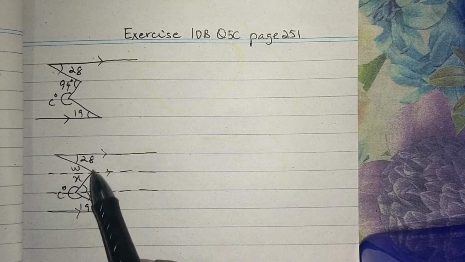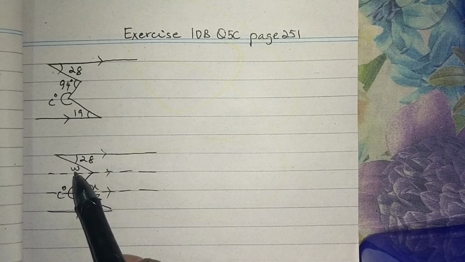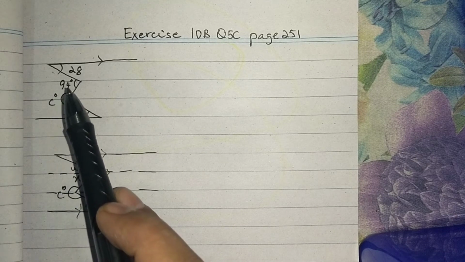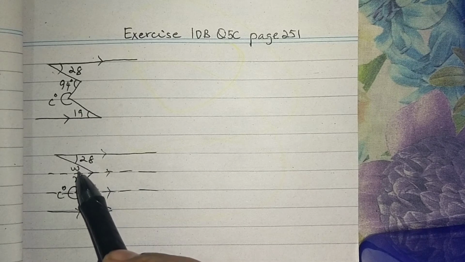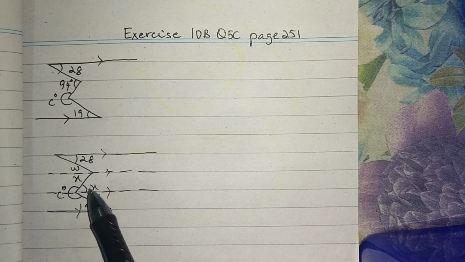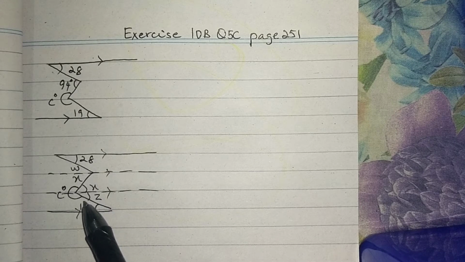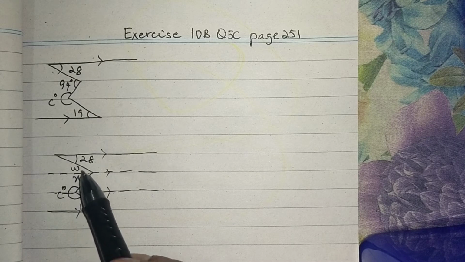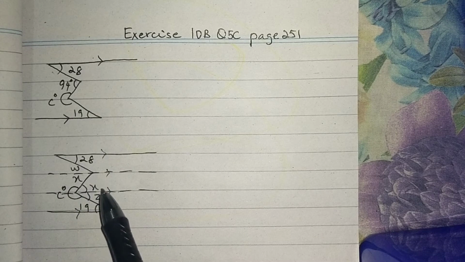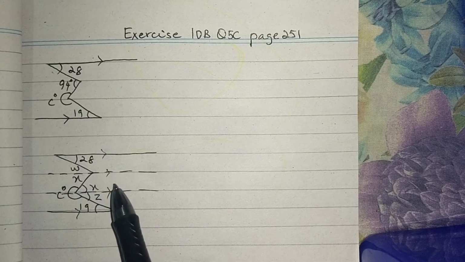I named this angle, which was 94 initially, as W and X, and this angle which was not given on this side, I named X and Z. Alright, for a particular reason, as you'll see. I'll show you step by step why I named them X and Z. I've already named them just to find out.